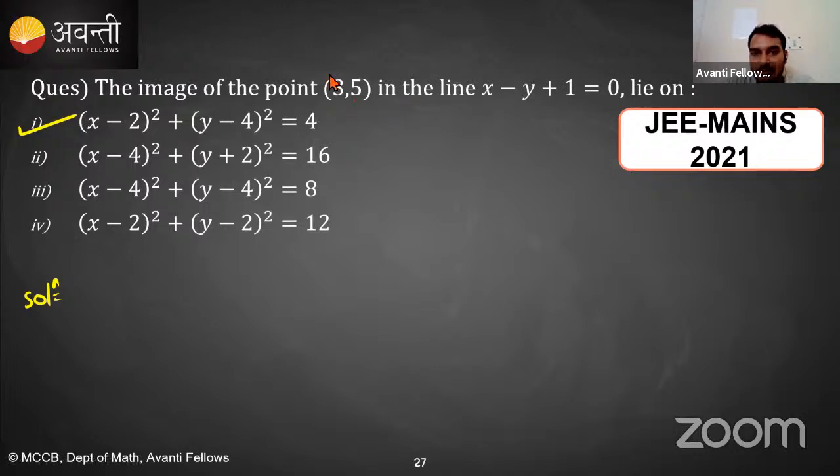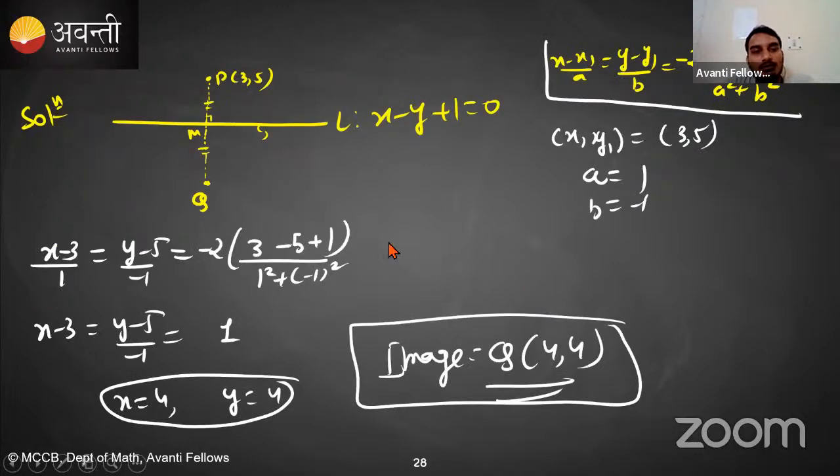Okay, solution slide again. So this is the solution slide. Clear? Using the formula (x minus x1) upon a is equal to (y minus y1) upon b is equal to minus 2 times (a x1 plus b y1 plus c) upon (a square plus b square). We just put x1, y1 and the values into the equation, and we got the answer. Clear? Shall I proceed further, everyone? Let's proceed. Okay, next question.